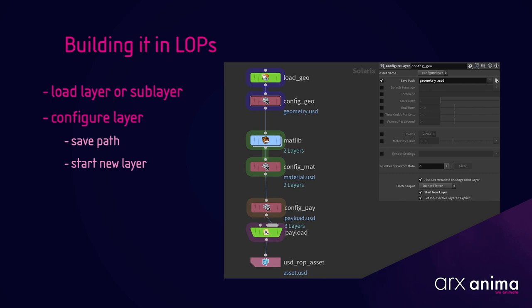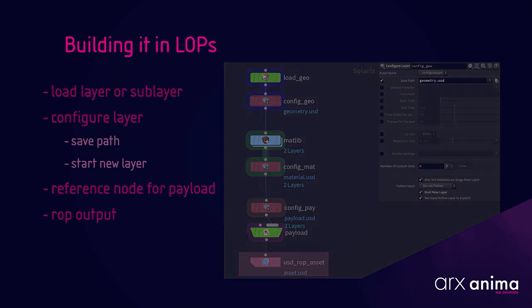While some nodes like load layer or subcreate nodes can specify the save path directly, usually we found it nicer to have an explicit configure layer, also with the start new layer option, to show how everything will be saved out from the LOP node graph. To add our payload arc, we just use the reference node with everything connected to the second multi-input and the mode set to payload from that input. In the end, a ROP USD node will write out the main asset file that is then used to be referenced into sets or shots, etc.